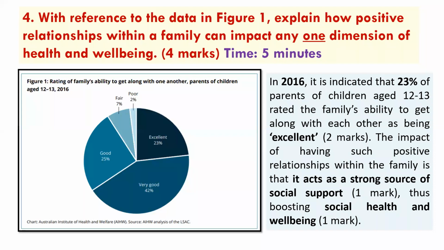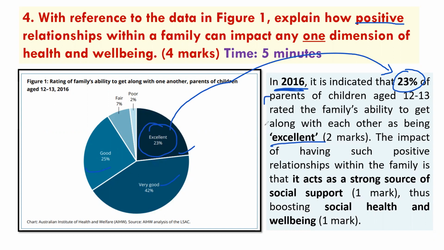So for this question, guys, all we really need to do is look at this idea of just getting whatever the data is and representing it in our answer. So if I choose to focus on excellent, because the question asks for positive relationships, I can focus on excellent, very good, or good here. So if I chose to focus on excellent, I'd include the year. So I'd say in 2016, 23% of parents of children aged 12 to 13 rated the family's ability to get along with each other as being excellent.